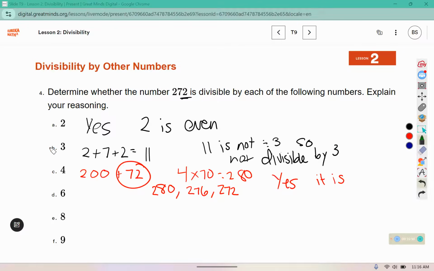For 6, we said if it's divisible by 2 and by 3, then it's divisible by 6. But it was not divisible by 3, so it is not divisible by 6.